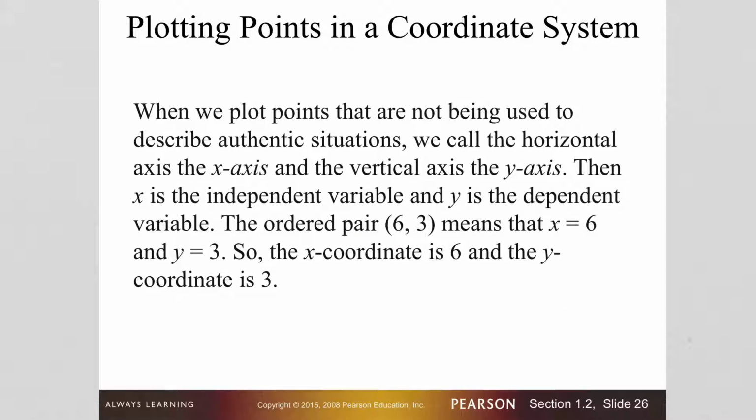Okay, so plotting points in a coordinate system. When we plot points that are not being used to describe authentic situations, we call the horizontal axis the x-axis. So again, we're not talking about something specific. Our generic go-to is x and y, even though earlier they were using other variables. Again, generic is going to be x and y. The x is your independent, your y is your dependent. So the ordered pair (6, 3) means right 6, up 3, put a dot.